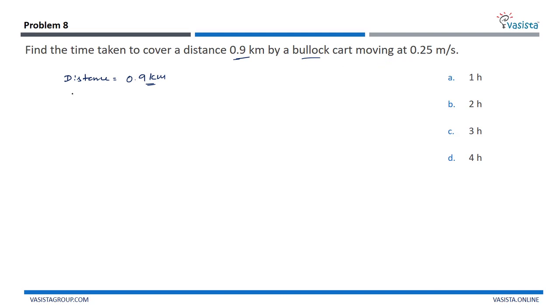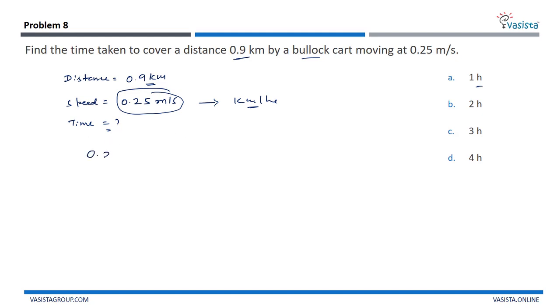per second. That is the speed they have given, correct? Speed is equal to 0.25 meter per second, and we need to find the time, right? The time is given in terms of hours, right? What we need to do is convert a speed which is given in meter per second to kilometer per hour. You know how to convert it, right?